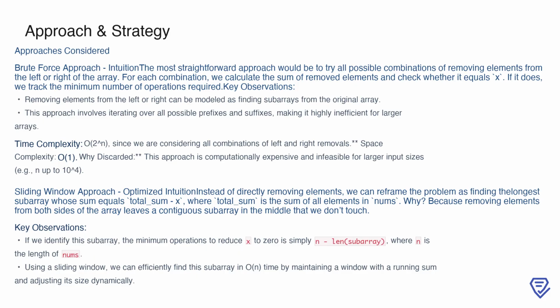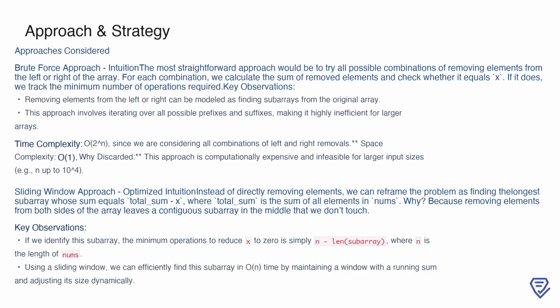Ultimately, this approach is computationally expensive and infeasible for large inputs, such as when the array size can go up to 10^5. To address this inefficiency, we turn to a more optimized solution, the sliding window approach. Here, instead of directly removing elements, we reframe the problem. The goal becomes finding the longest subarray in the middle of the array whose sum equals total_sum - x.